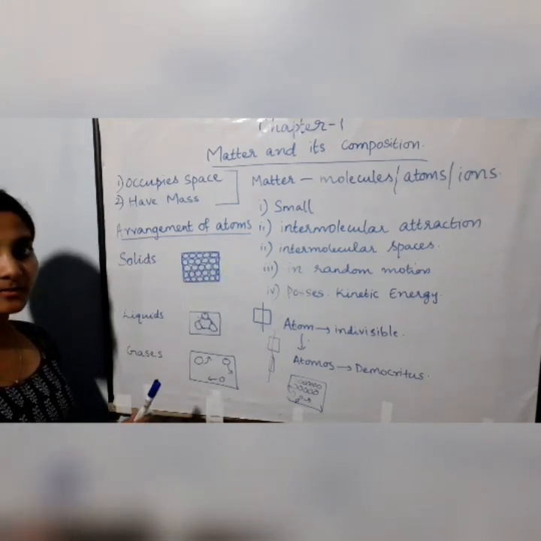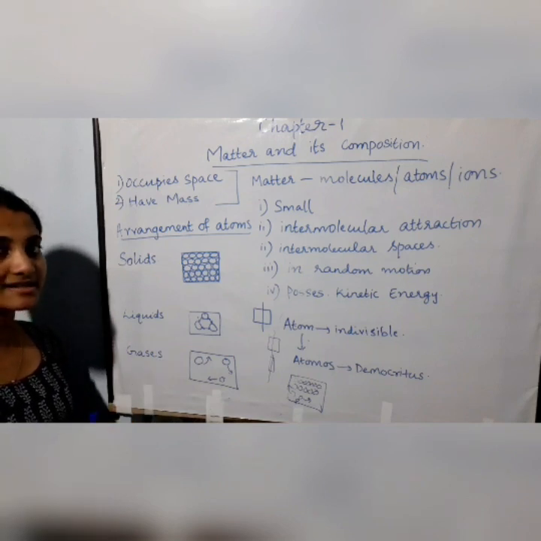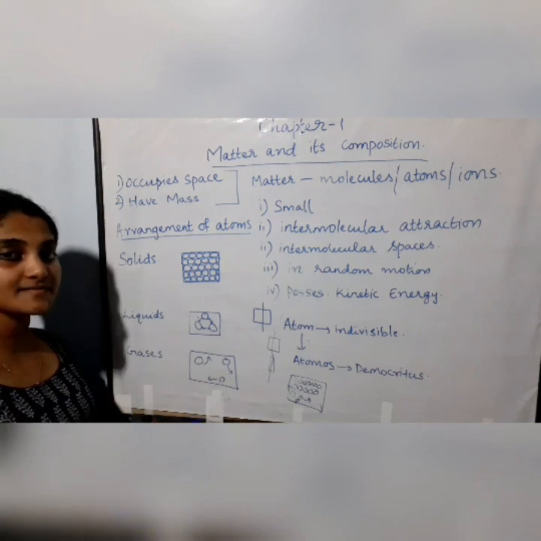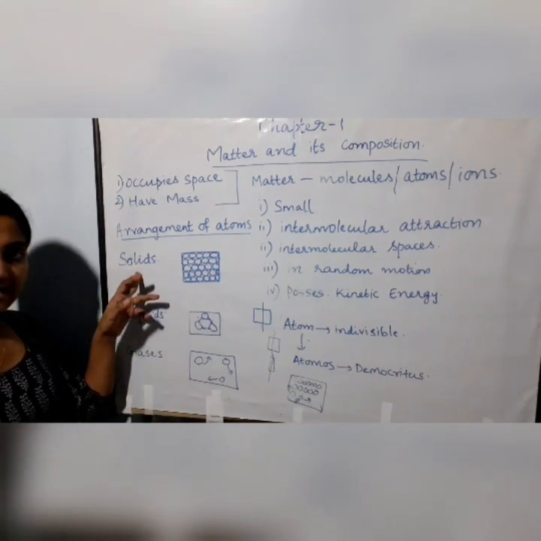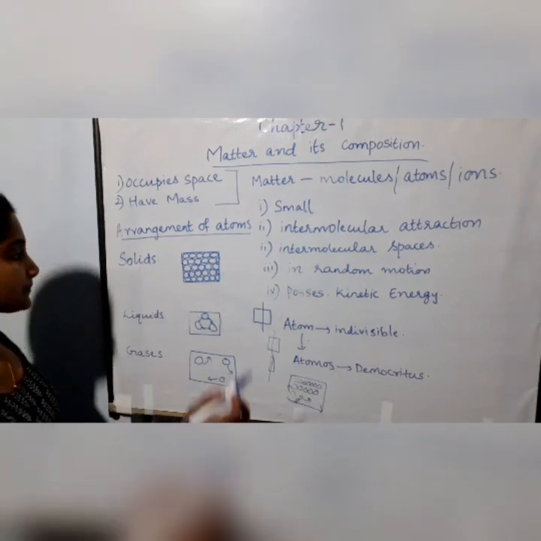Now we have studied that solids, liquids and gases are the three states of matter. Now let us see how these atoms are arranged in these different states of matter. First, let's take solid.